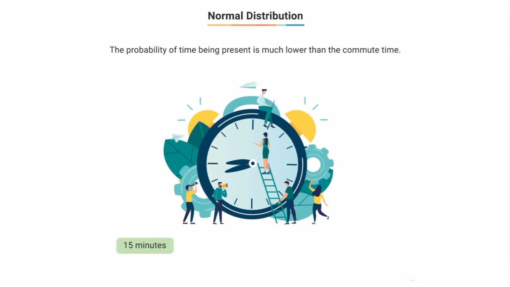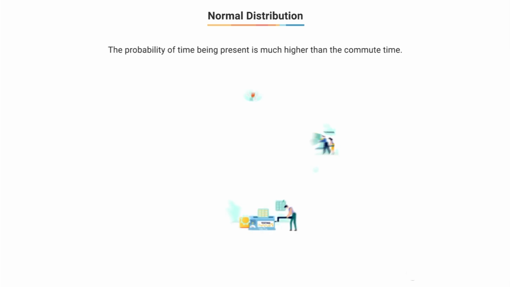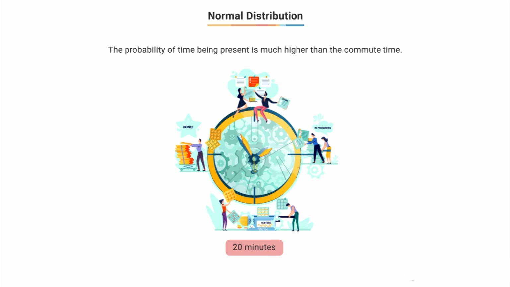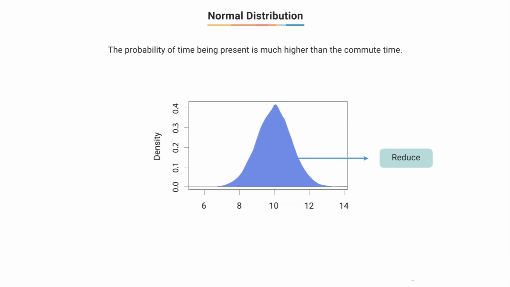In our commute example, this would mean that the probability of the time being around 15 minutes is much lower as compared to the probability of the commute time being around 10 minutes, but it would still be higher compared to the probability of the commute time being around 20 minutes. Similarly, if we go below 10 minutes, then the probability density again starts to reduce and we would get a plot similar to the one shown here. So this is how you identify a normal distribution.